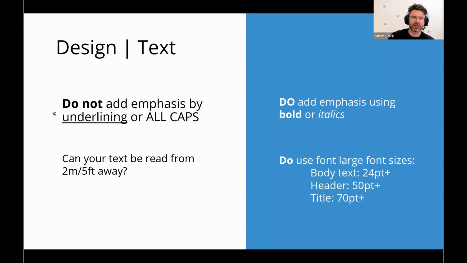A final few things. When you're emphasizing, it's difficult to see underlined words from a distance, and also all caps are more difficult to read. So instead, use emphasis using bold or italics. And also, especially with posters, be aware that people are reading you from a distance. So always check if your poster is legible from about 2 meters or 5 feet away.